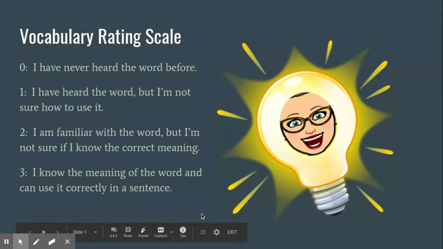Remember, you're going to mark the word a 0 if you've never heard it before, 1 if you've heard the word but are not sure how to use it, 2 if you're familiar with the word but you're not sure if you know the correct meaning, and 3 if you know the meaning of the word and can use it correctly in a sentence.